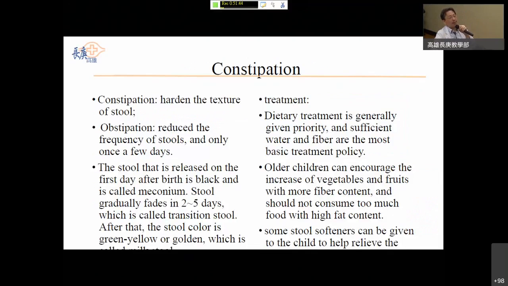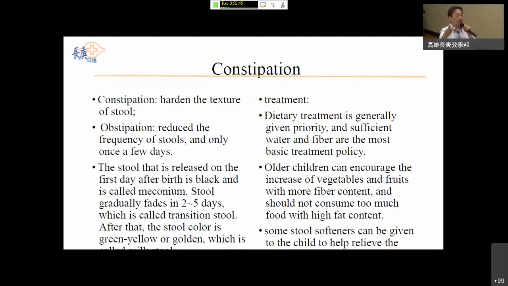And the third condition of GI problem in the child is constipation, okay? Don't laugh, constipation happens a lot in child, okay? What we mean by constipation is the hardening of the texture of stool, okay? However, constipation can always be confused with obstipation. What we mean by obstipation is different from constipation. Obstipation is the reduced frequency of stool, okay? So the baby might have stool in 3, 5, or even 1 week, but if the stool is not hard, we can only say the baby has obstipation, but not constipation, okay? Class, can you catch? Okay, so it's different.